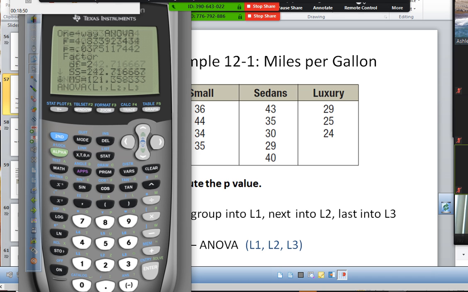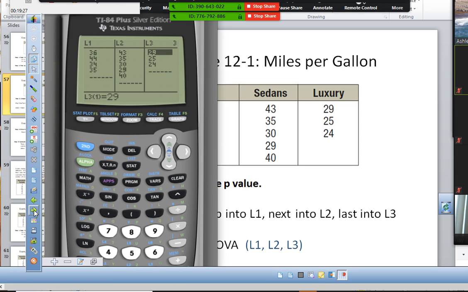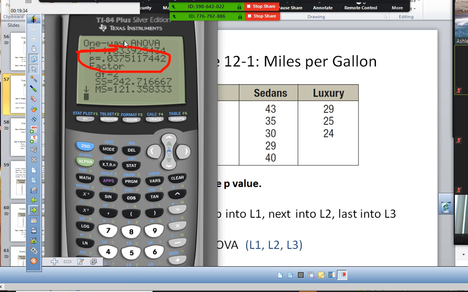What from this do you actually want us to have written down, like first step? I want you to write stat test ANOVA L1, comma, L2, comma, L3, and then write down what you get. Write down p-value equals blank. And maybe ideally you can write down L1 above here, L2 above there, and L3 above there, just so I know what you put into there. That would be the helpful thing. Again, this is how you get your lists, ANOVA, and then this is your p-value that you want.